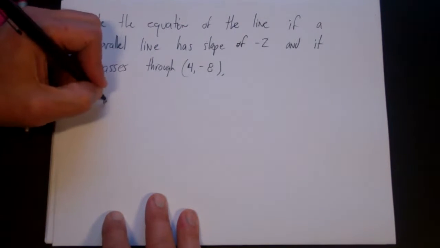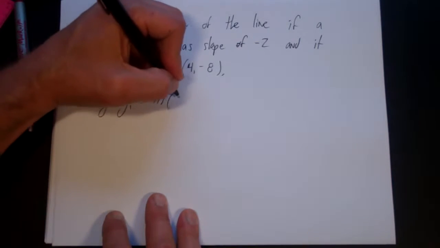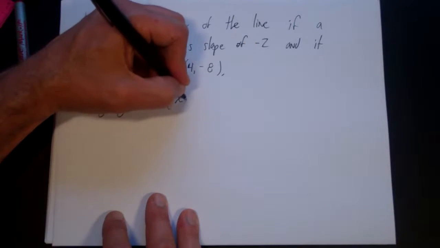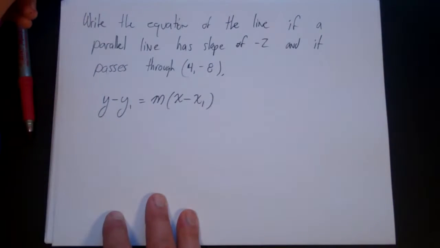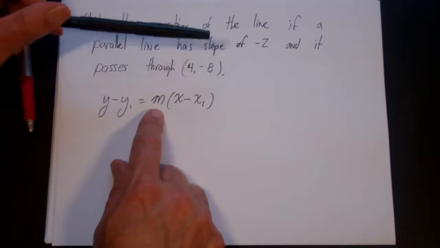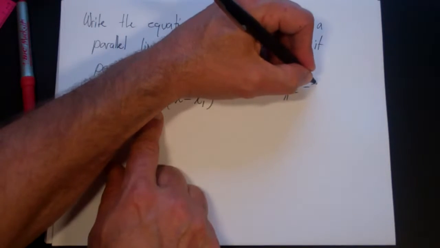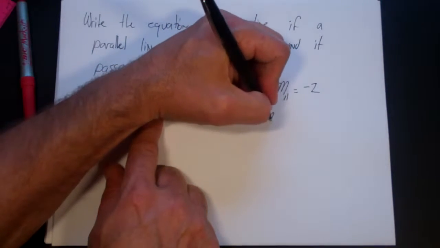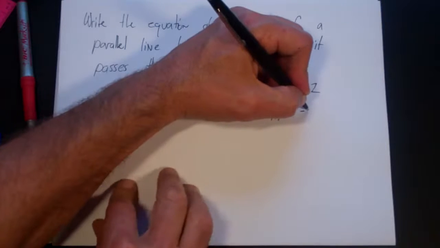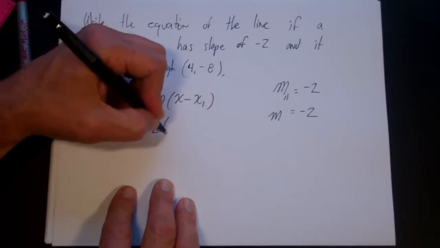First step, make sure, well, actually before you even do the first step, you need to know the formula. The formula is y minus y1 is equal to m times x minus x1. Now, normally we would find the slope of the given line, but here we're not given the line, we're given the slope. So if the slope of the parallel line is negative 2, then the slope of the line itself will also be negative 2. So we plug in negative 2 for the slope.